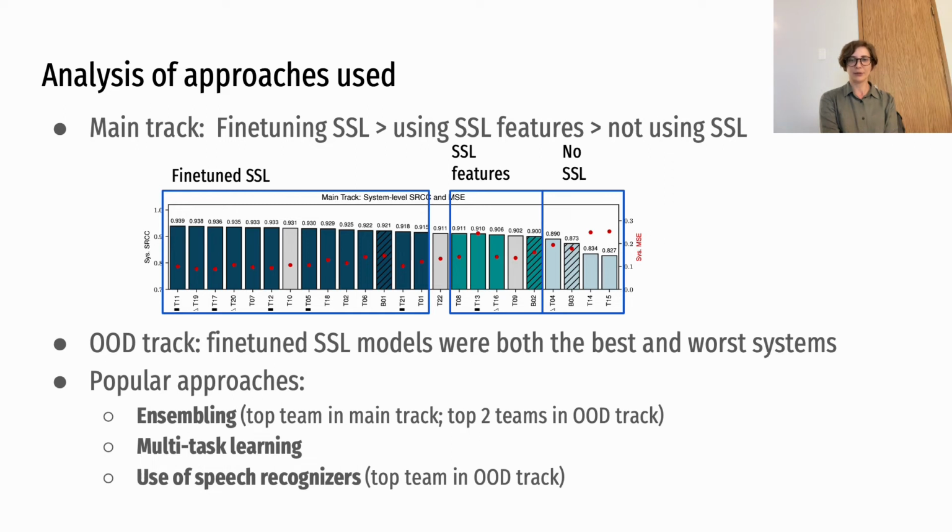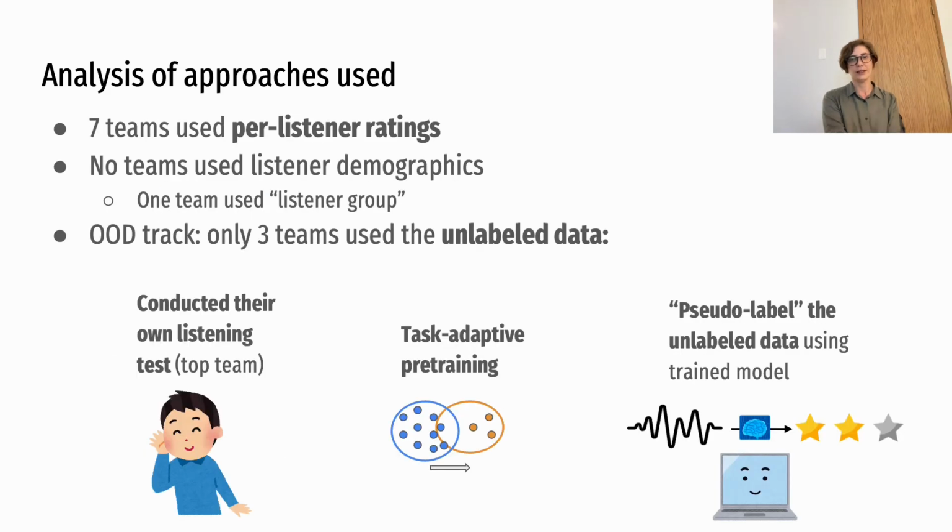Some other popular approaches that we observed in the teams' system descriptions were model ensembling, which the top teams in both tracks used, multitask learning, and the use of speech recognizers, which the top team in the out-of-domain track used. 7 teams used per listener ratings, either by building off of the LDNet baseline or by implementing something similar. No teams used the listener demographics that we provided, but 1 team used listener group.